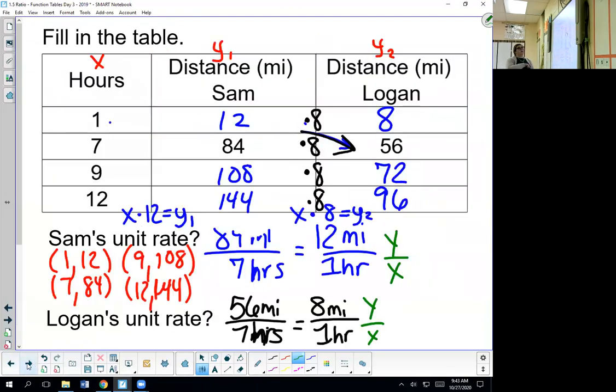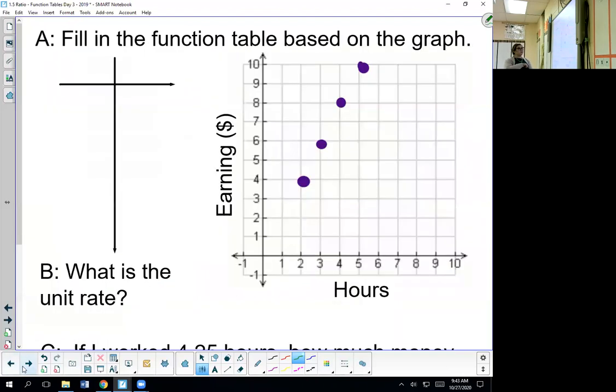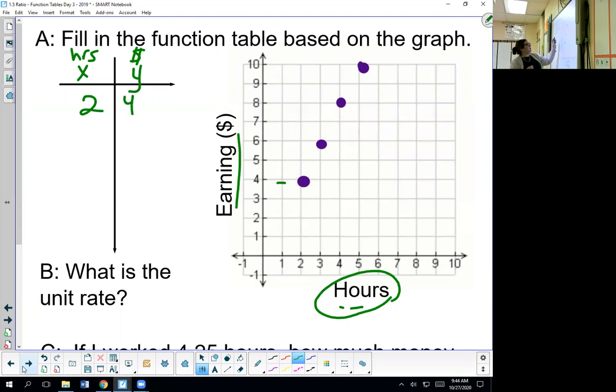Not going away. All right, last but not least, looking at now a graph and figuring out what the unit rate is, okay? So remember, we always go from our x to our y. So what's my x talking about? Hours. Y is talking about money. Okay, so let's look at our ordered pairs. When x is 2, y is 4. When x is 3, y is 6. When x is 4, 8, 5, 10, and hopefully you can see the pattern here.